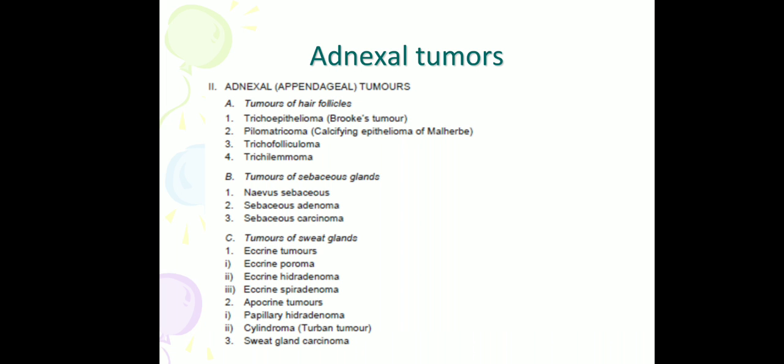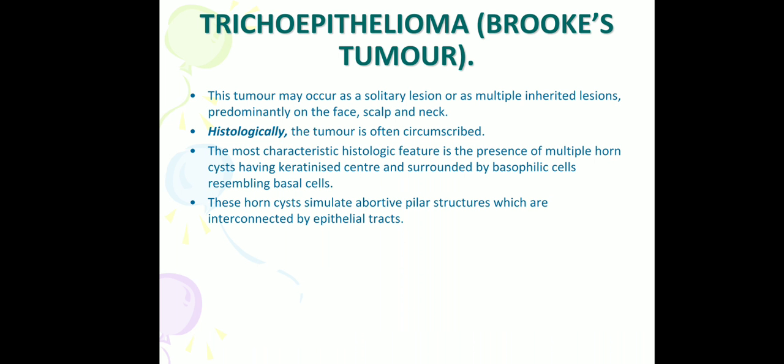Tumors of sweat glands include eccrine tumors, eccrine poroma, eccrine hydradenoma, eccrine spiroadenoma, apocrine tumors, papillary hydradenoma, cylindroma, and sweat gland carcinoma. First is tumor of hair follicle. This includes trichoepithelioma, that is also called as Brooke tumor. This tumor may occur as solitary lesion or multiple inherited lesion, predominantly on the face, scalp, and neck.